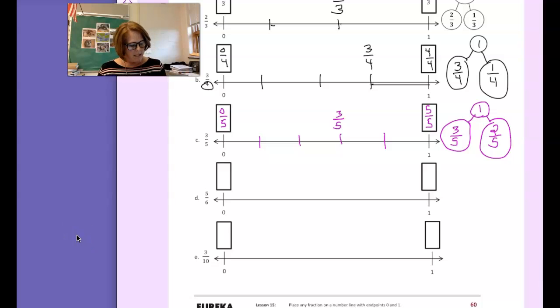Welcome back. Let's take a look at letter C. So we labeled 0/5, 3/5, and 5/5. And then our number bond, we started with 3/5, and then we whisper counted 3/5, and then we had 1 more fifth and another fifth. So 2/5 is our missing number on our number bond.